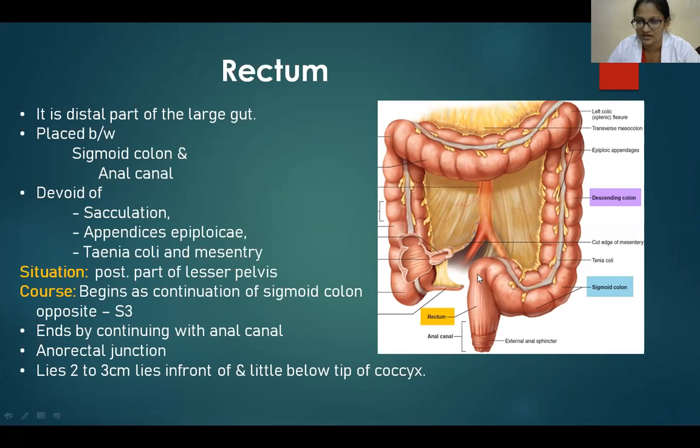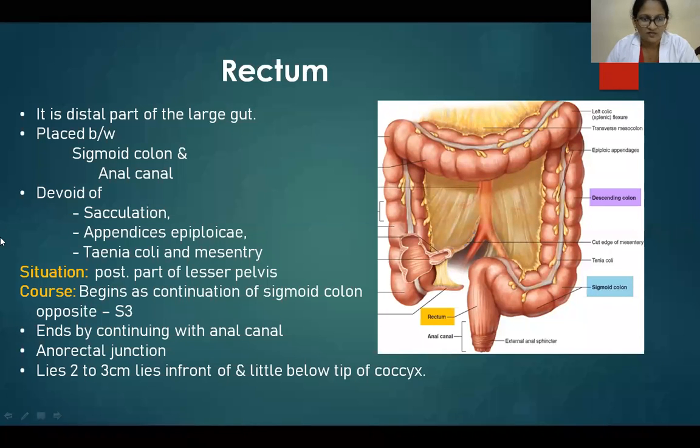Where is it located? It is located in between the sigmoid colon and anal canal. But it is devoid of sacculation. Sacculation is nothing but a series of pouches. It is not arranged in a pouch manner. Sacculations are not present in the rectum, whereas they are present in the rest of the intestinal part.